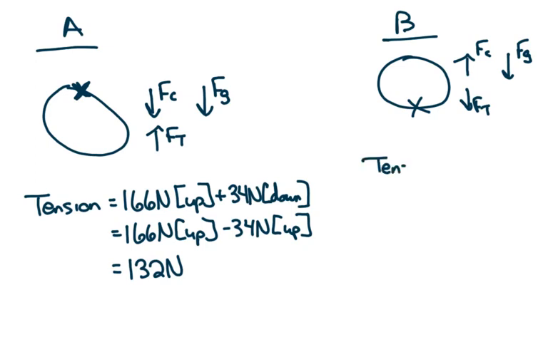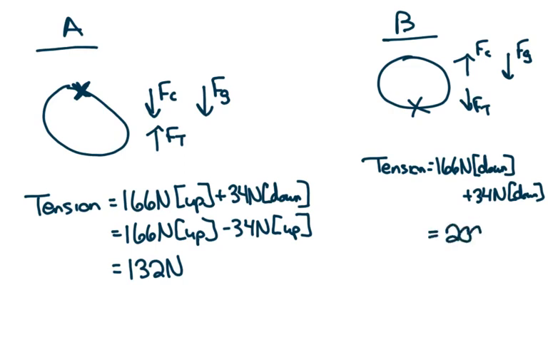So the total tension at point B, we would have the 166 newtons, which are now acting down, plus the 34 newtons of gravity, which are also acting down, which would mean that the tension at B is 200 newtons.